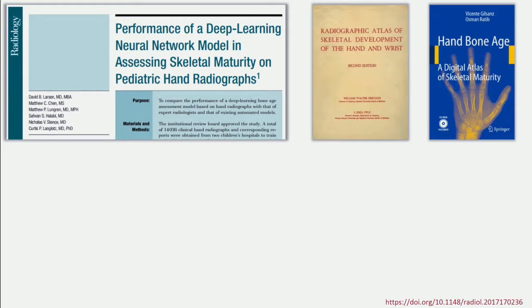So the clinical problem here is children who have developmental delay. We often need to decide what is their approximate physiologic age and compare that to their chronologic age. So we take an x-ray of the hand, we look at the bone development in the hand, and that can give us an estimate of their physiologic age. The current state of the art for this is a book.